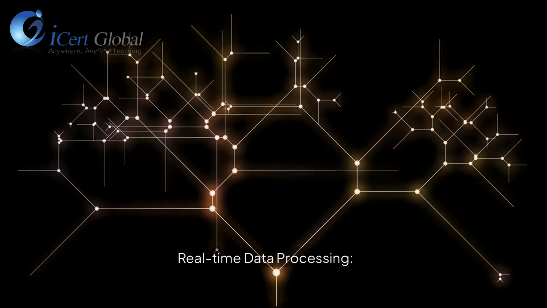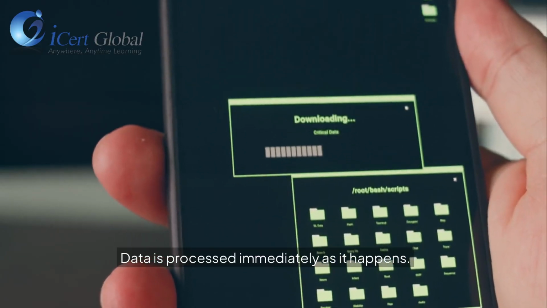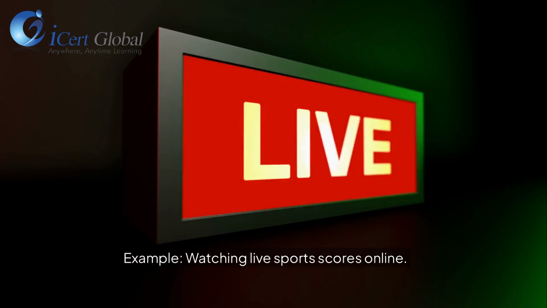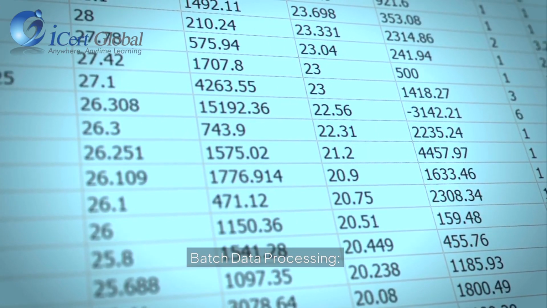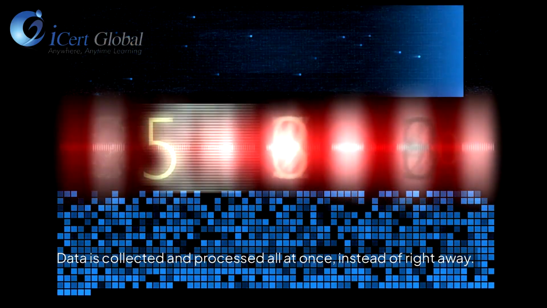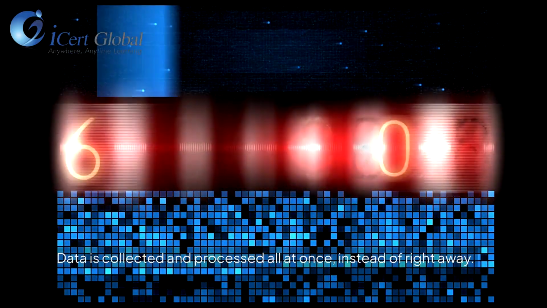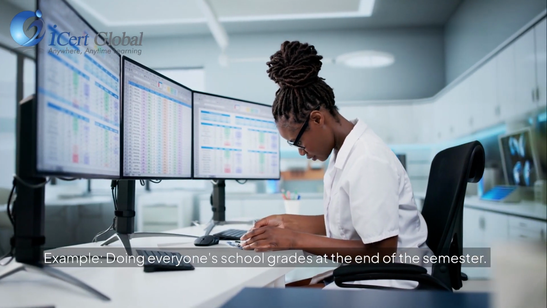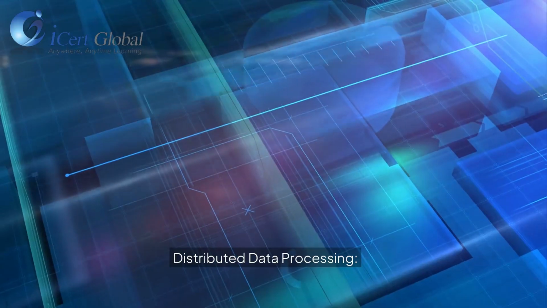4. Real-time data processing. Data is processed immediately as it happens. Example, watching live sports scores online. 5. Batch data processing. Data is collected and processed all at once, instead of right away. Example, doing everyone's school grades at the end of the semester.